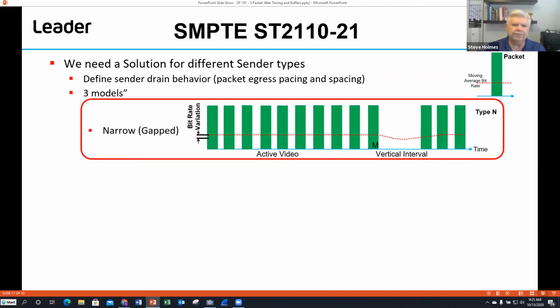The first one, which is probably the most popular and the most out there, is the narrow gap system. And that's what we were just looking at, to where we're going to send all of the data.